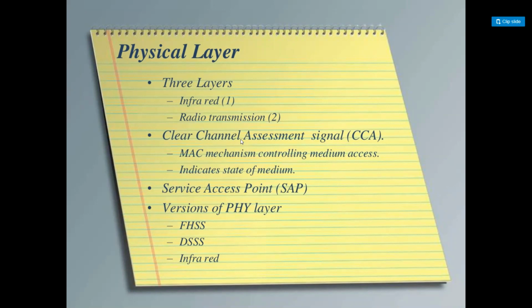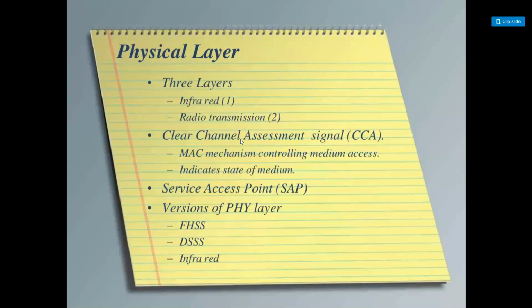See the second point, it indicates the state of the medium. The state of the medium is of two types: one is the idle state and the second one is the busy state. Okay, next one is the service access point.